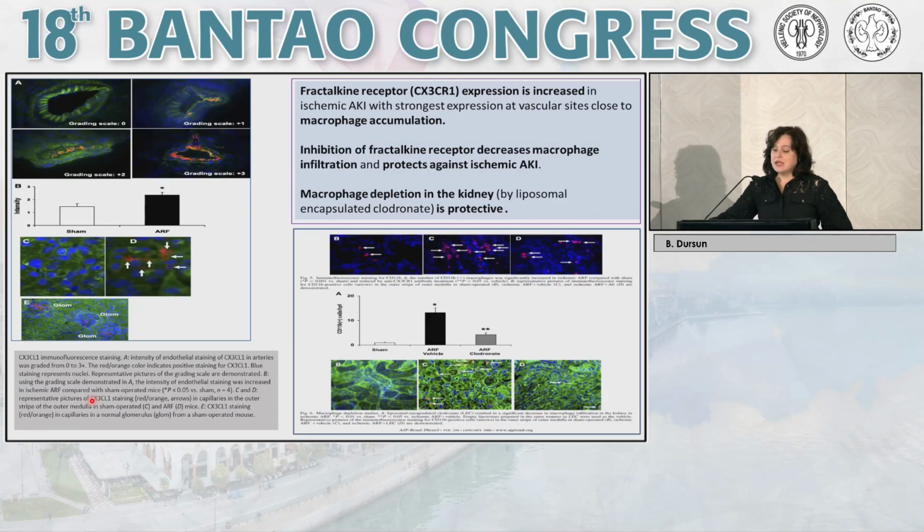Our results indicated that fractalkine receptor expression was increased at vascular sites close to macrophage accumulation in ischemic AKI, and inhibition of the fractalkine receptor with a specific antibody decreased macrophage infiltration and provided protection against ischemic AKI. Also, macrophage depletion in the kidney by liposome-encapsulated clodronate was functionally and histologically protective.